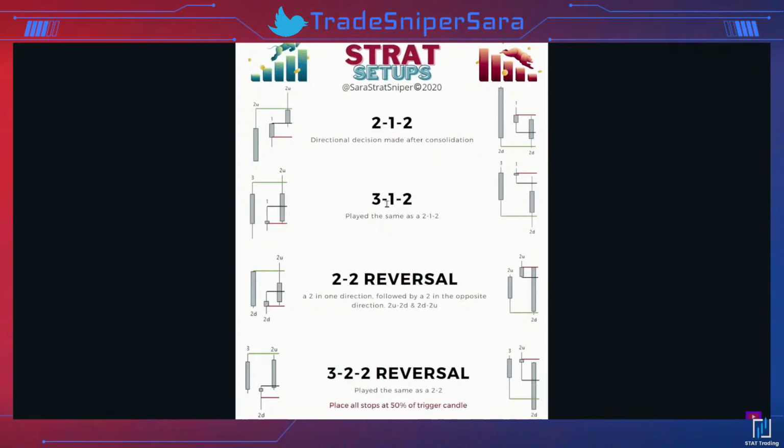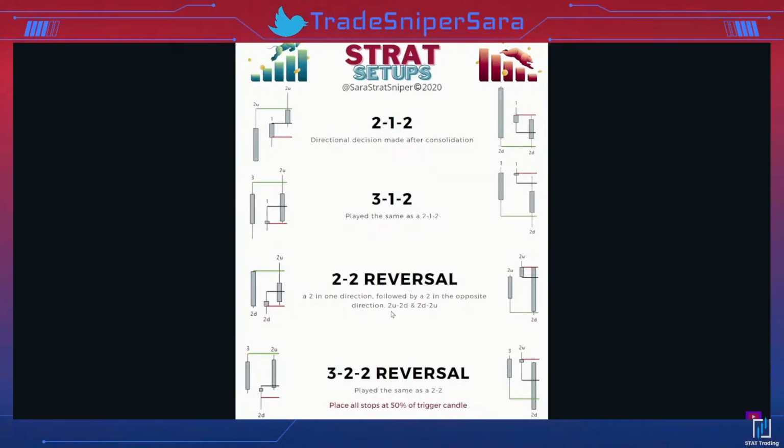Okay, the next setup is a 3-1-2. It's played exactly the same way as a 2-1-2. You have a bar, an inside bar. You're still playing an inside bar break play. Same setup, same target: previous candle's high. On the downside, same trigger. Trigger and actionable signals are the same thing. So same trigger, actionable, same target: previous candle's low.